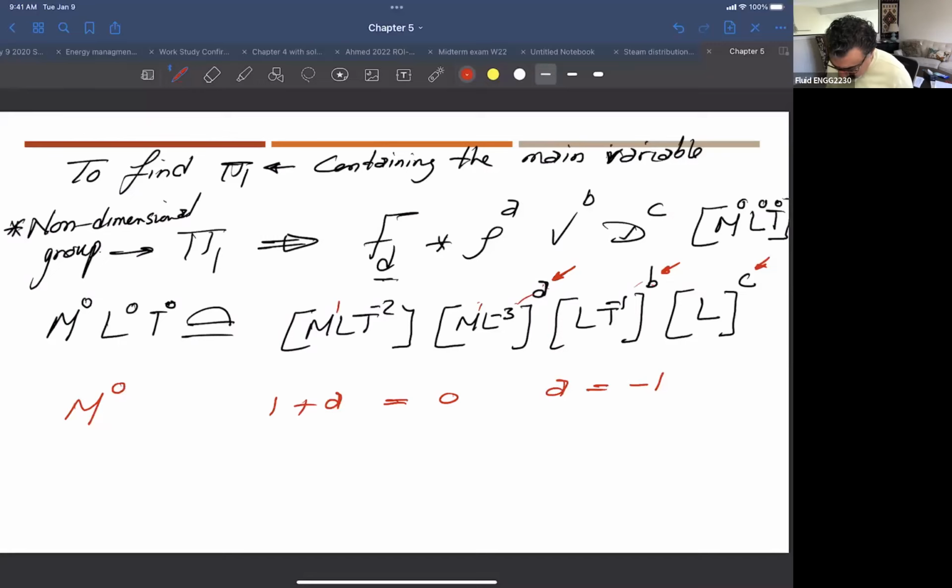Okay, I can do the same thing for L, or let's say do it for T first, because it's very simple. T appears here and only here. Here T is minus 2, so this is minus 2. What else? Oh, it's here, minus 1 times B, so it's minus B. Anything else? No, this is all 0. That means B here is minus 2.